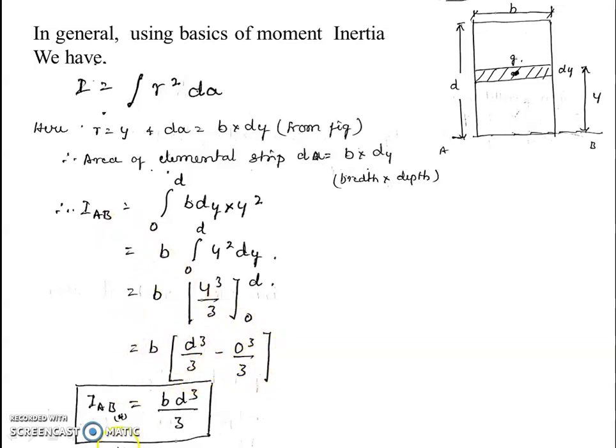Then the moment of inertia about the base AB of a rectangle becomes b d cubed by 3. The equation reduces to this form, and this is the equation for the moment of inertia of a rectangle about the base AB, equal to b d cubed by 3. This one you have to remember. This is the equation we have to remember, and we can use it to solve problems about the base.